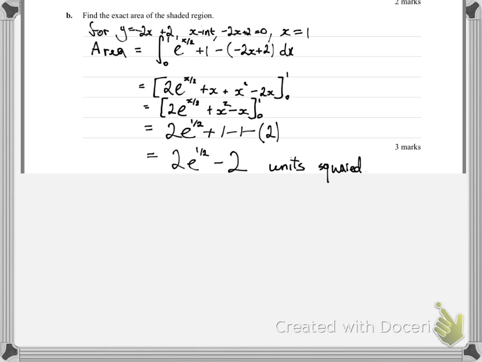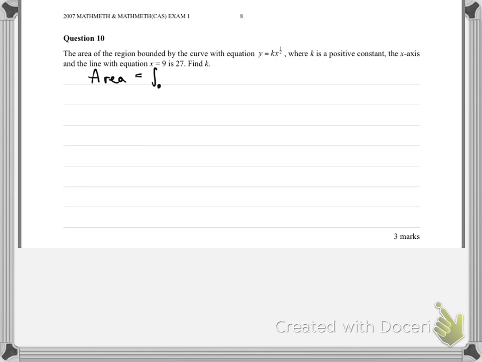Okay, next question. Now the area of the region bounded by the curve with equation y equals k times x to the power of a half. So that's like the square root of x. Now k is a positive constant. Now it has to be bounded by the x-axis and the line with equation x equals 9, and that area is 27. We've got to work out what k is.